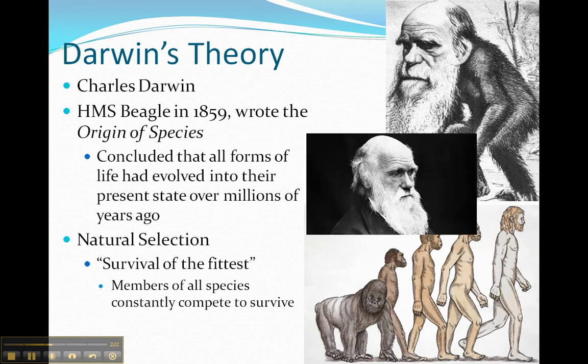In 1859, he published On the Origin of Species, in which he argued that all forms of life, including human beings, had evolved into their present state over millions of years by a process called natural selection. Natural selection basically means survival of the fittest. Members of all species constantly compete to survive. The members with the best physical traits adapt best to their environment, and their traits are passed down to their offspring.